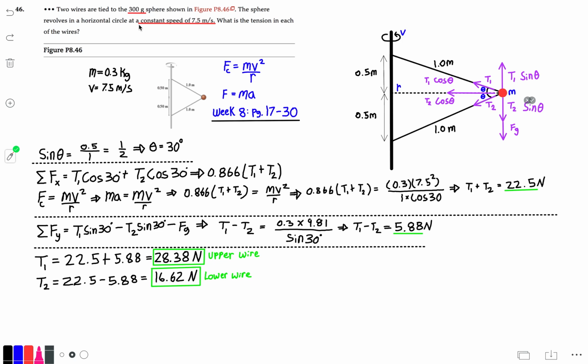Since we're given that the system is moving at a constant speed while it's rotating, we know that this is a uniform circular motion problem. If we have any issues with this concept, I recommend going to the Week 8 lecture notes, specifically between pages 17 and 30, in which Professor Yu does a great job at explaining what uniform circular motion is.